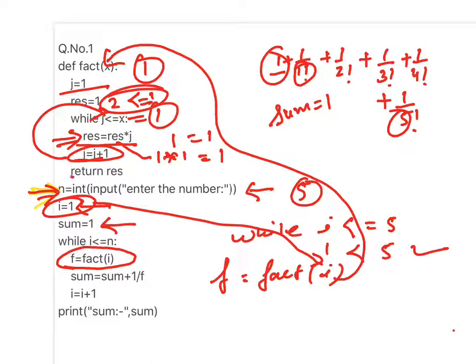It means it will return the value of result. Return result. What is the value of result? 1. Where will this 1 go now? This return result will be stored in this f. I hope it should be clear.